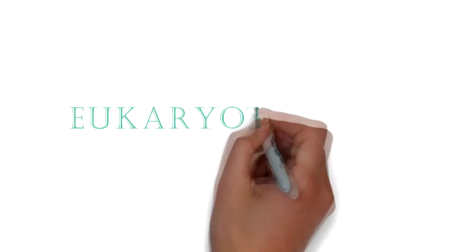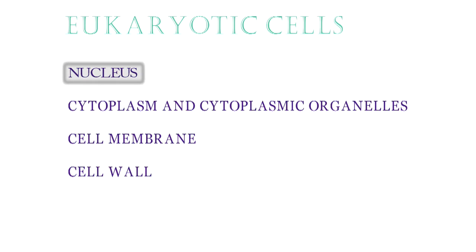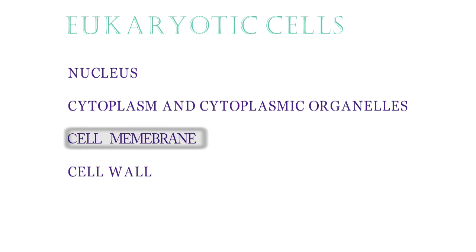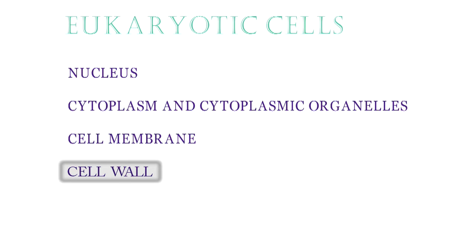Now let's move forward to eukaryotic cells. Eukaryotic cells do have a proper nucleus. They have cytoplasm and cytoplasmic organelles, and these organelles are present within the membrane called the cell membrane or plasma membrane. In some cells, especially plant cells or some bacterial cells, we do have a cell wall, which is another covering of the cell besides the cell membrane.